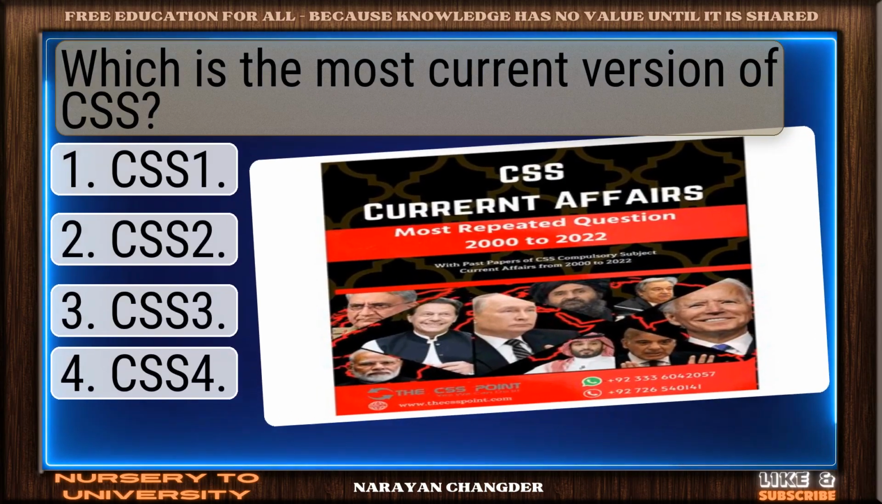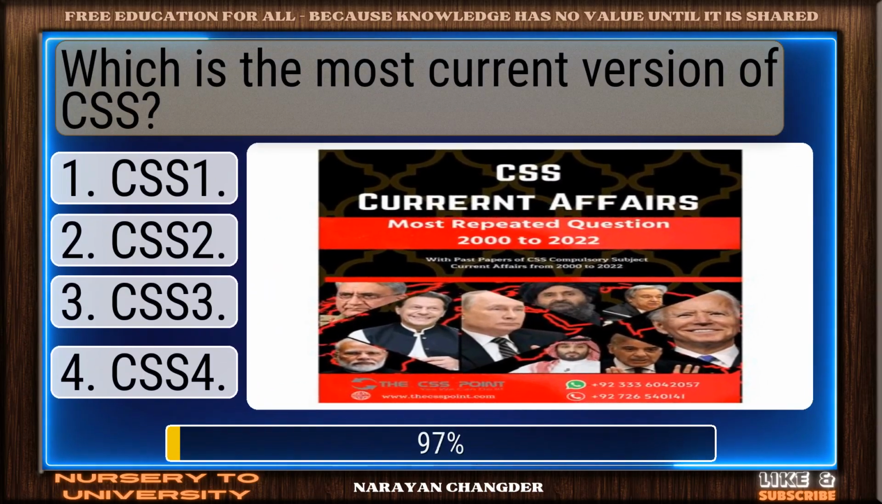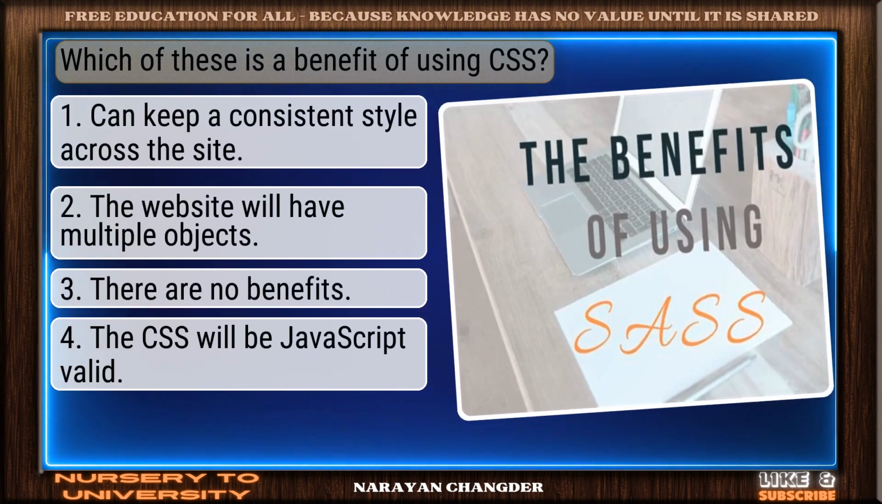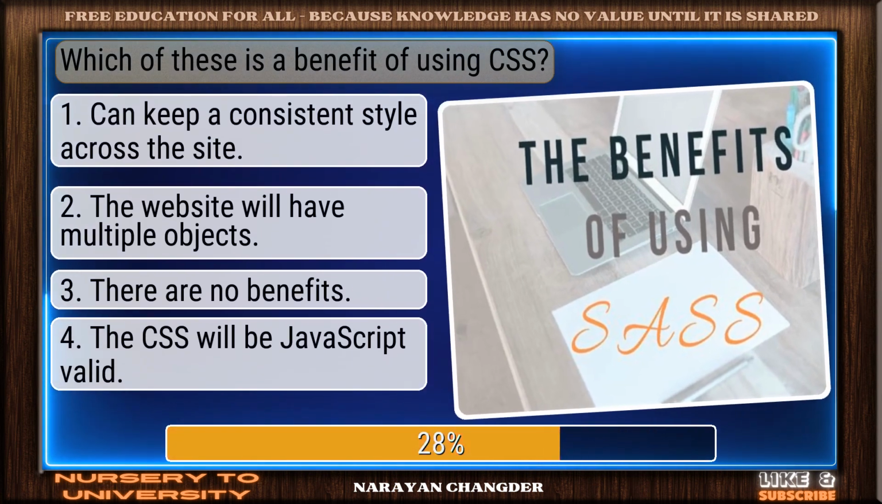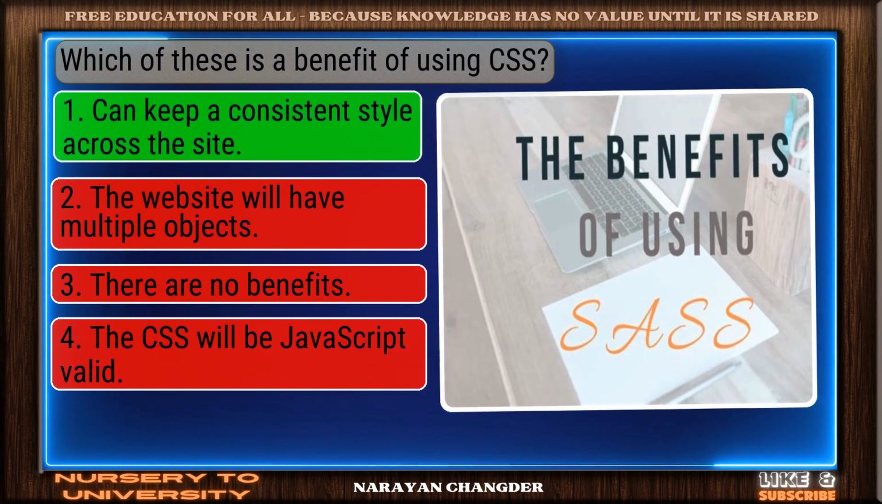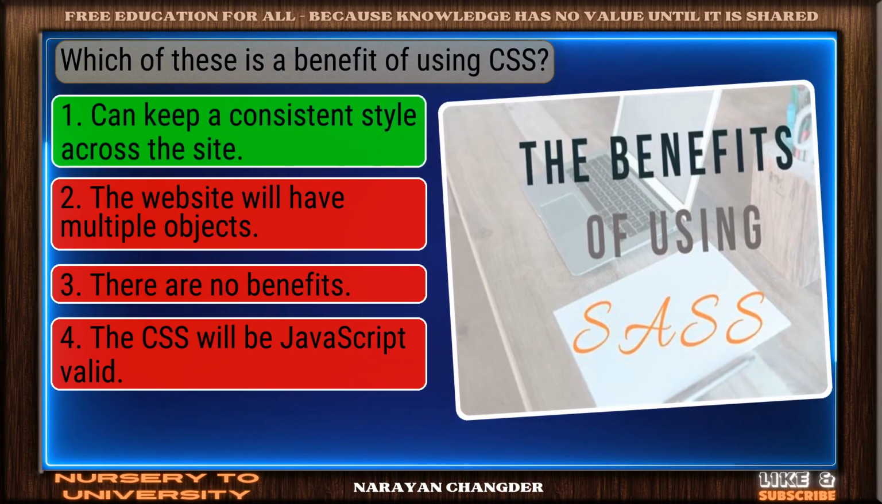Question number 31. Which is the most current version of CSS? Smart pick, CSS3 is the correct choice. Question number 32. Which of these is a benefit of using CSS? Nice work. You chose can keep a consistent style across the site, and it is correct.